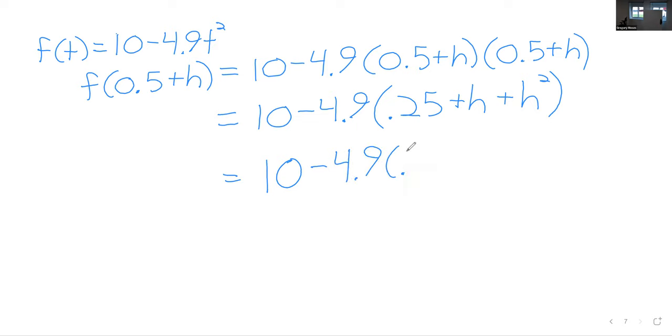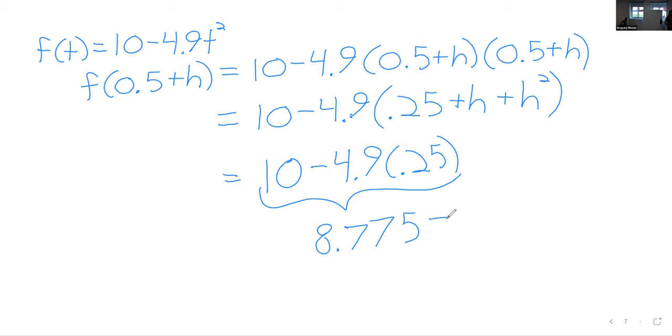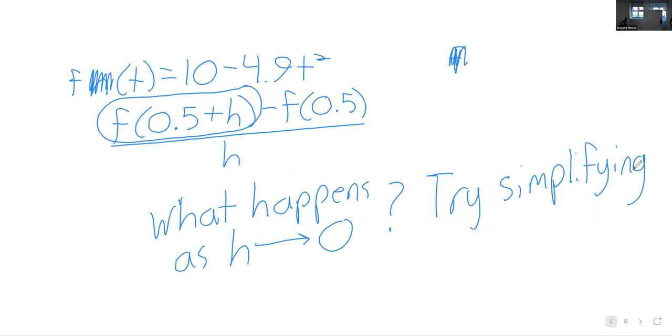I see some people do have a calculator out. So we have a 10 minus 4.9 times 0.25. Can somebody get that for me? Thank you. And then this 4.9 continues to distribute. We've got negative 4.9 times h, and we've got negative 4.9 times h squared. So that's f of 0.5 plus h. We're going to need f of 0.5.